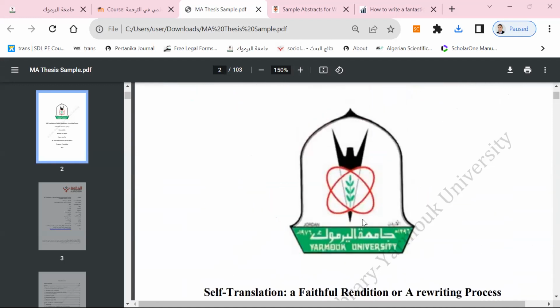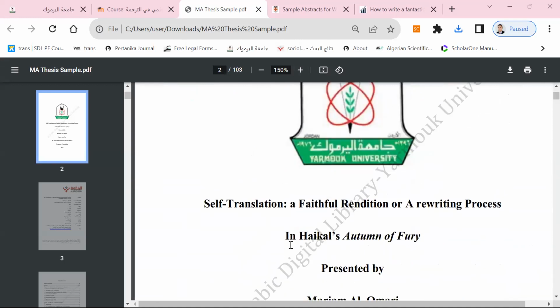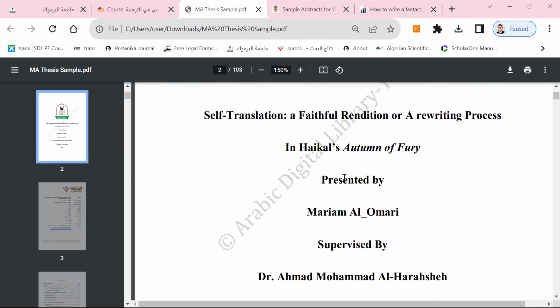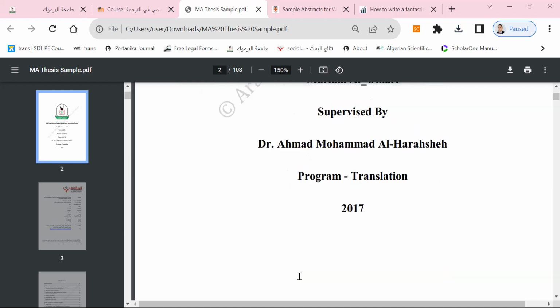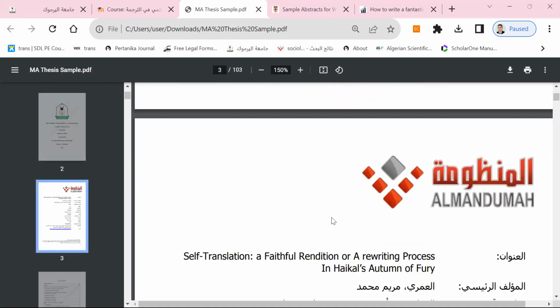This is the title page. It should be like this. Be careful in the future. You have to follow this style. Self-translation, faithful rendition, or etc. The title of your thesis, presented by your name, supervised by your doctor, okay, your professor. Program, MA translation, and the year.